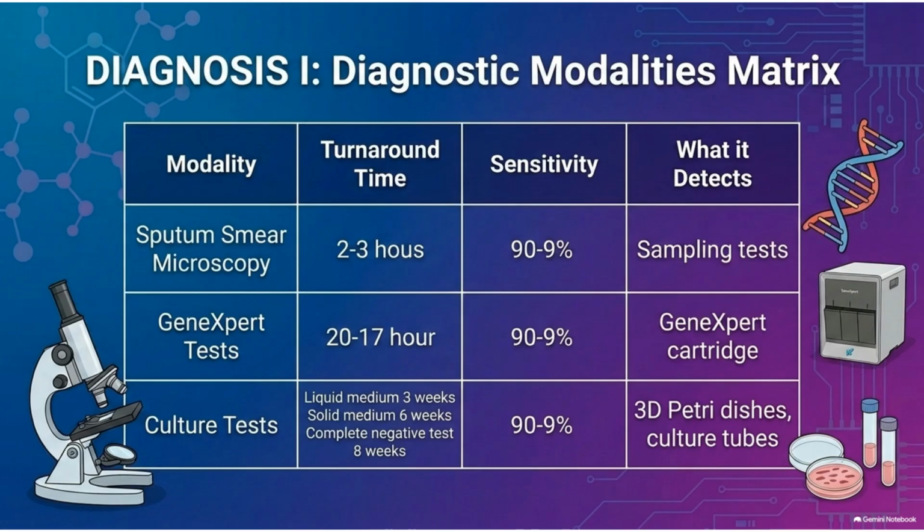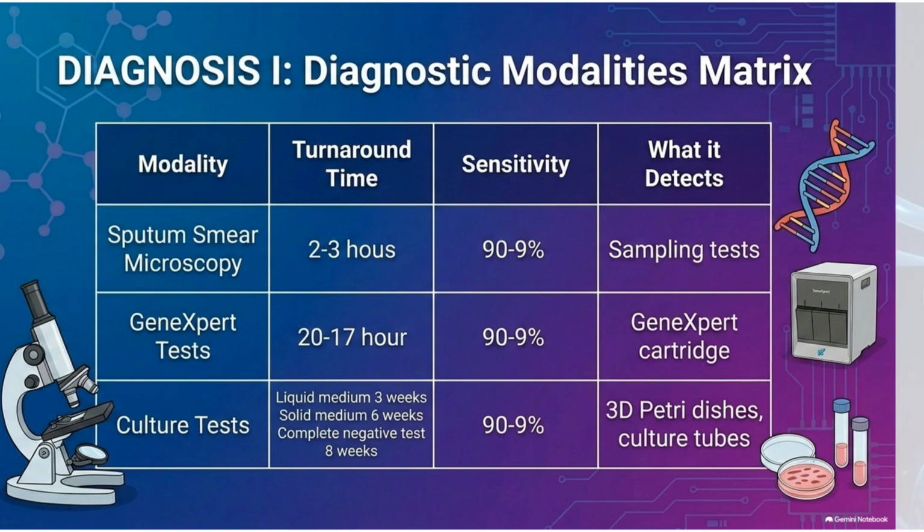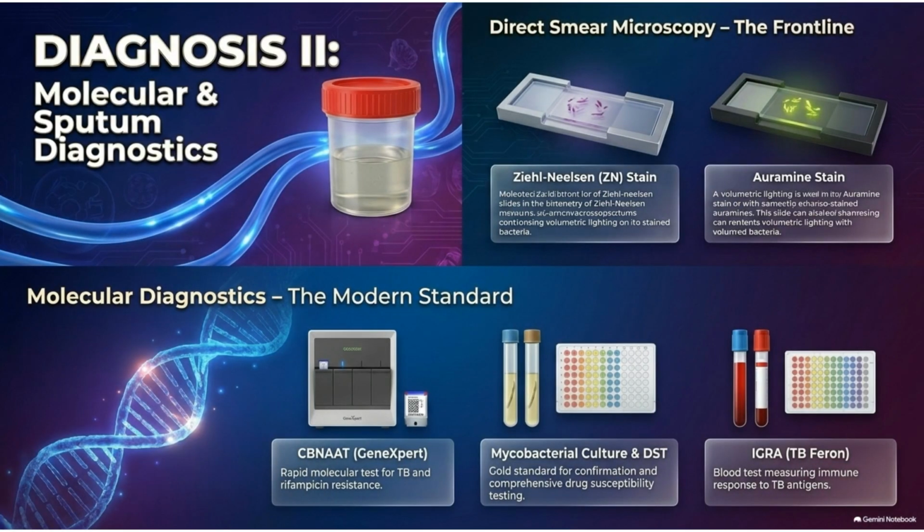Accurate diagnosis involves various modalities. Sputum smear microscopy offers quick results, while GeneXpert tests provide high sensitivity for rapid detection. Culture tests remain a gold standard for confirmation, though they require a significantly longer turnaround time. Modern diagnostic standards utilize both molecular and traditional methods.